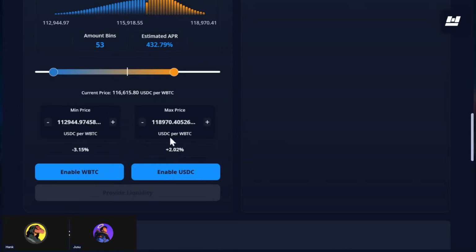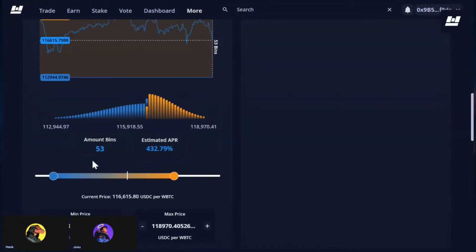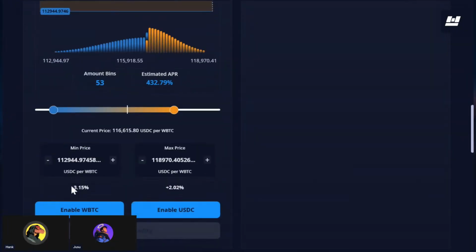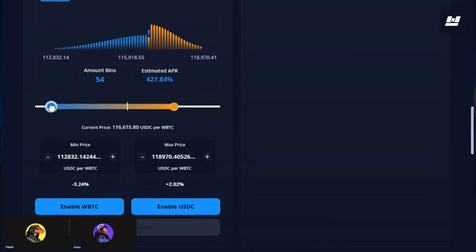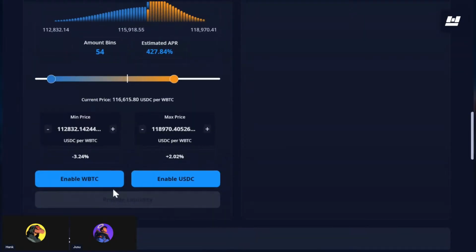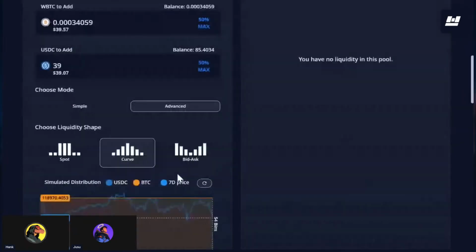And I can see my spread, plus 2%, minus 3% it is right now. I can make it way bigger down here by clicking here. So when I click here, I can make it go further and further down. But I don't need it right now, so I'm just going to go like this. I think that's fine. And then I would allocate.